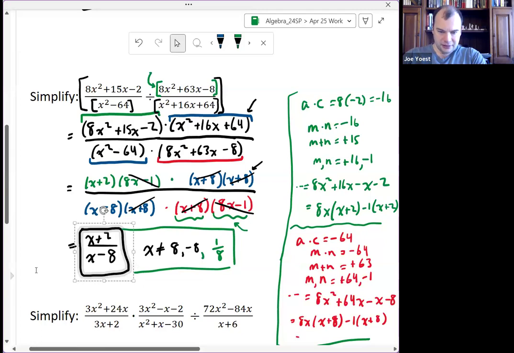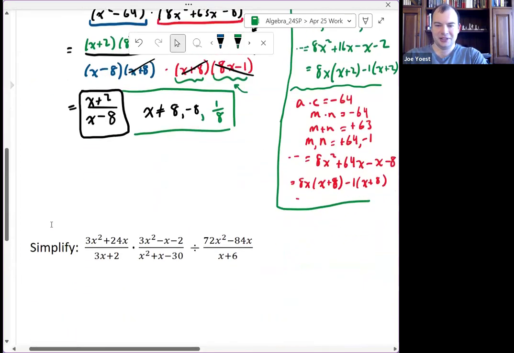All right, if I can get my cursor to go where I want it to go.